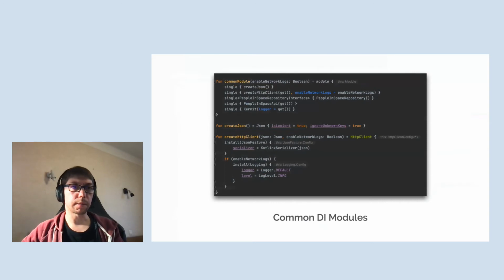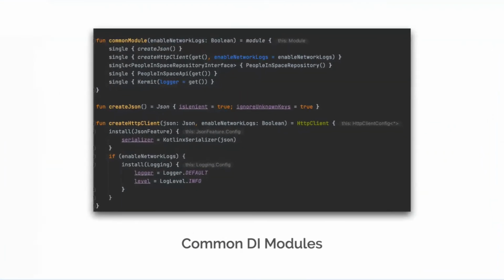How can we do that? Finally, we are describing a few common components like a JSON serialization library instance, an HTTP client, a repository, a remote access API, and a logger here. You can see several. Finally, we are declaring components that are purely Kotlin or KMM.